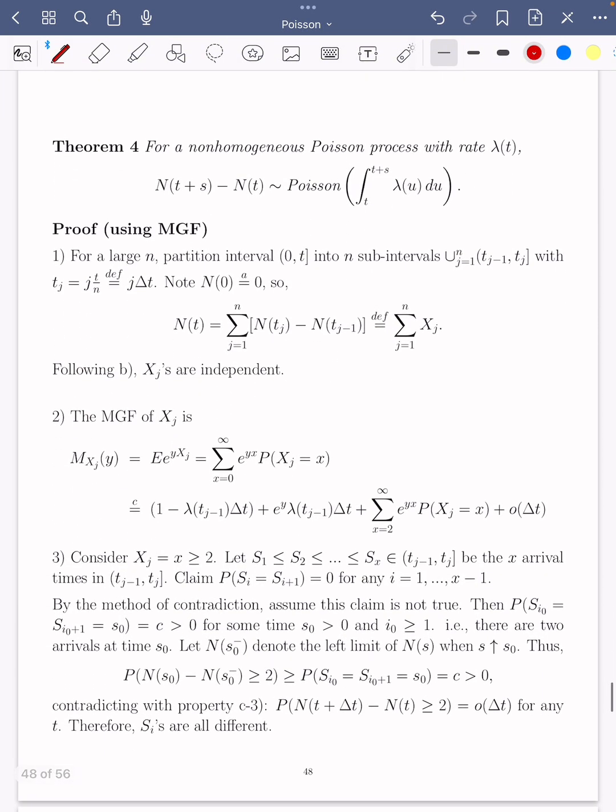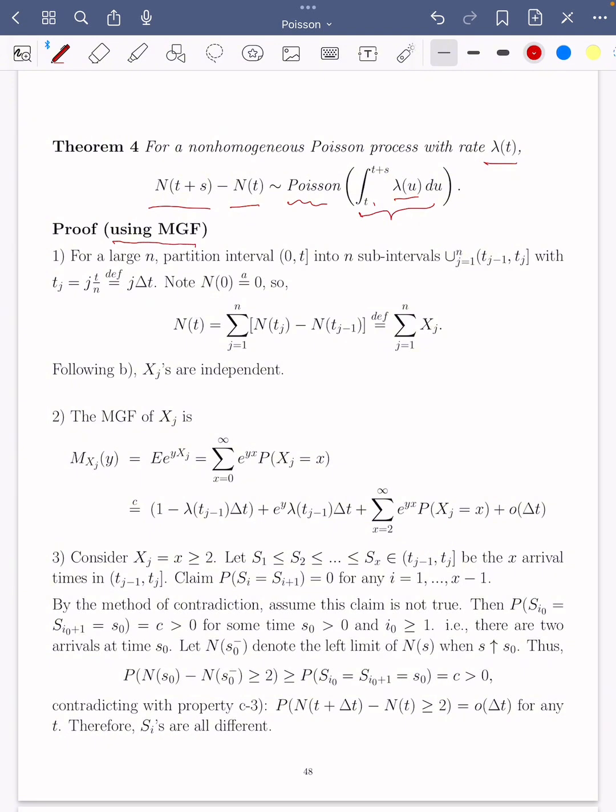So we have Theorem 4. For a non-homogeneous Poisson process with the rate lambda t, we claim that N of t plus s minus N_t will follow a Poisson distribution with the mean value equal to the integral of lambda u, starting from t and ending at t plus s. So here's the proof. In this proof, we're still using the moment generating function.